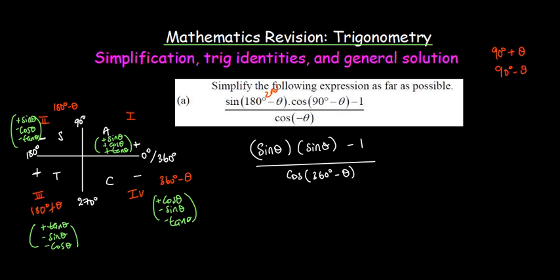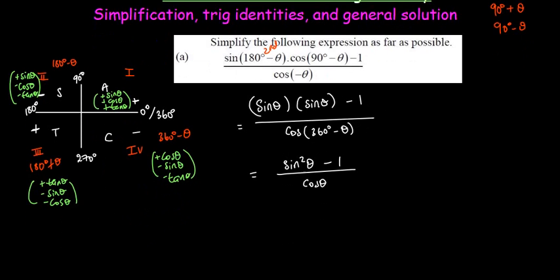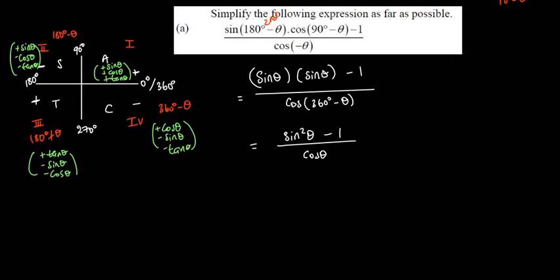Okay, and then in that quadrant, we do know that our cos is positive, right? So we have cos theta. Quite nice stuff. Sine theta times sine theta, that will be sine squared theta minus 1. Beautiful. Are we done, good people? Is this the final answer?